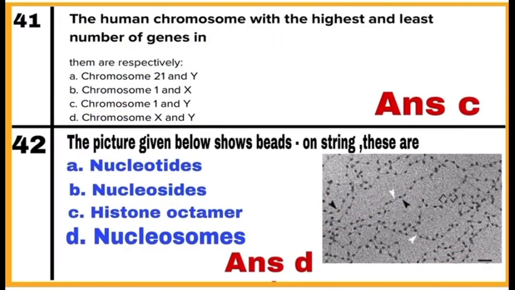Question 41. The human chromosome with the highest and least number of genes in them are respectively? Chromosome 1 has the highest number of genes, 2968 genes, and least number of genes are present in chromosome Y, 231 genes. So here mark C as a correct answer.